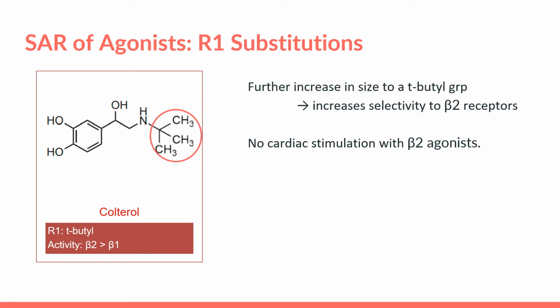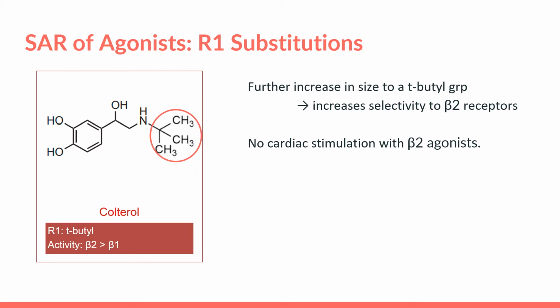Now, a further increase in size to a t-butyl group, as seen in albuterol, increases the beta-2 selective agonistic activity of the molecule. This could be useful if we need a molecule with bronchodilator properties. Non-selective beta agonists like isoproterenol, as we have seen, do cause bronchodilation. This would also lead to undesirable cardiac effects. Thus, selective beta-2 agonists could be beneficial.